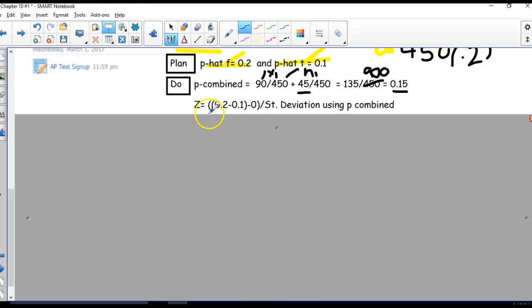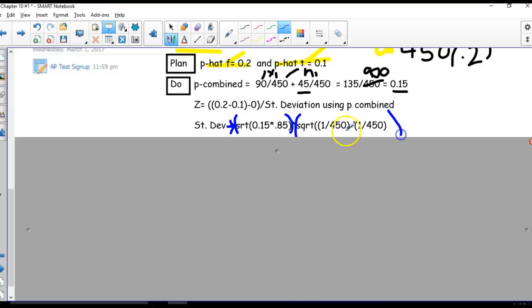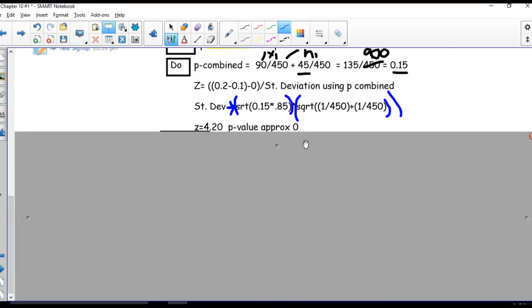So you have your z-score now: 0.2 minus 0.1, subtracted from 0, divided by my standard deviation using p combined. Remember that standard deviation here is equal to the square root of my p combined times 1 minus p combined. This whole thing is then multiplied by the square root of 1 over n1 plus 1 over n2. You don't need to actually calculate it. You just need to plug it in, and your calculator will do everything for you. And you'll find that your z-score is 4.2 with a p-value of approximately 0.